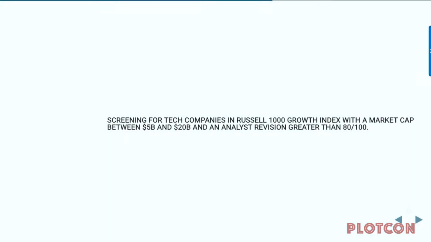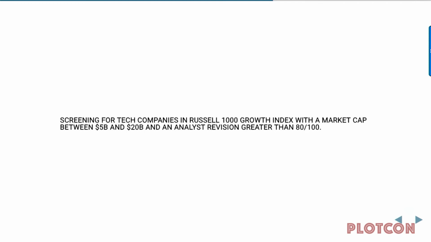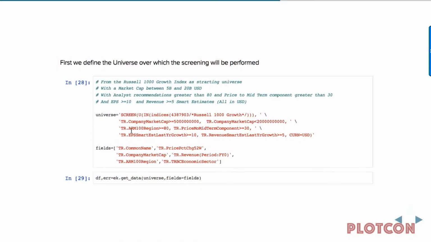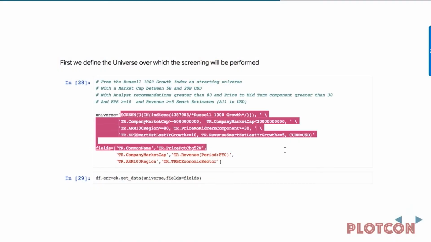Another example, a bit more intense screening. Let's say that we want to analyze across 1,000 stocks. We're looking for those that have a market cap between 5 billion and 20 billion US dollars, and with an analyst revision of greater than 80. So like more than 80% of their analyst recommendations are a buy for these ones. So again, you can see this presentation after. You can see how to do all the screening parameters. But this is a very powerful thing.